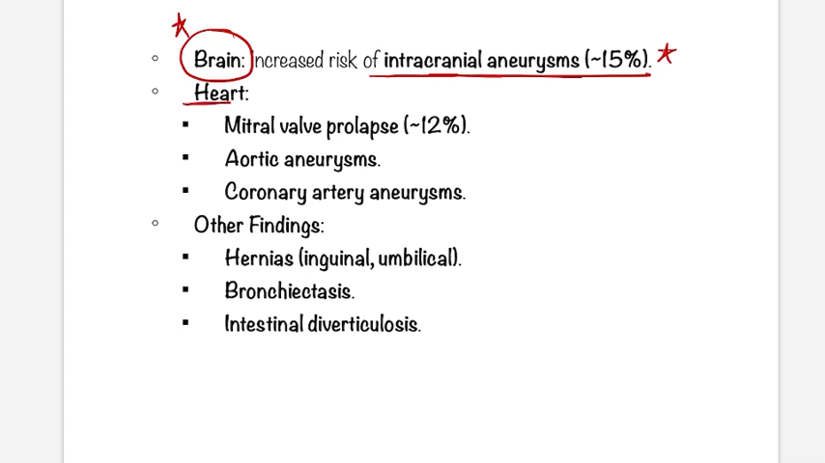Heart: mitral valve prolapse, aortic aneurysm, and coronary artery aneurysm are seen in 12%. So routine echocardiography is advisable. Other findings like hernia, bronchiectasis, and intestinal diverticulosis are also seen. So this is an important consideration.